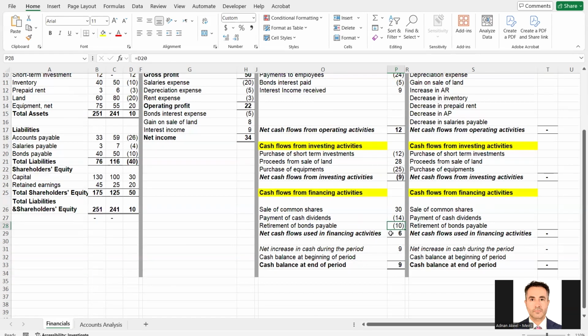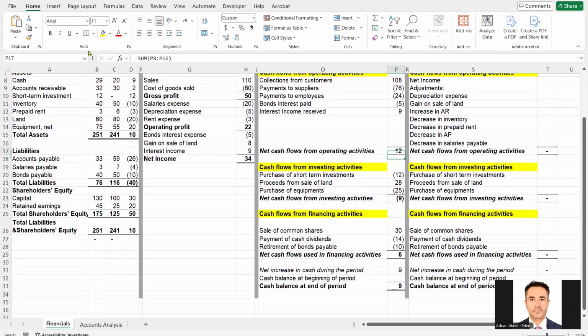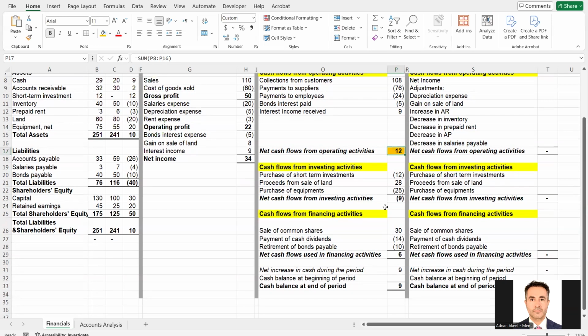All right. Now, how is the story concluded? My operating activities generated 12 million. My investing activities utilized 9 million, and my financing activities generated 6 million. What is the total of the 3? It is basically the 9 million here. So this is the total of the 3, and here it is called the net increase in cash during the period. If it was a negative figure, that would have been called the net decrease in cash.